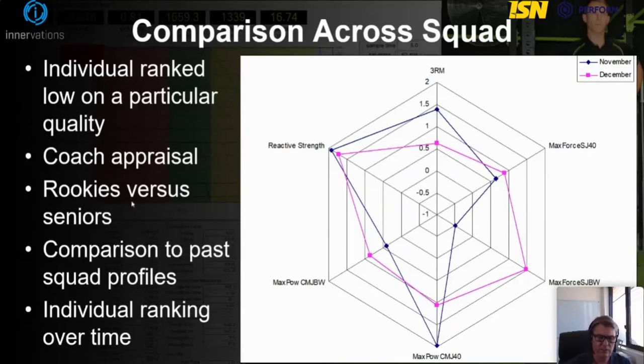Comparing rookies versus seniors is very useful. You can then work out what you have to target to bring the rookies up to the performance of the more senior players that are more developed. Comparison to past squad profiles. We do this extensively to see where we're at, how we're tracking relative to the 2016 team that won the national championships. And then individual ranking over time, how they should develop as they're in your squad longer and longer, but how do they actually improve across that time period?